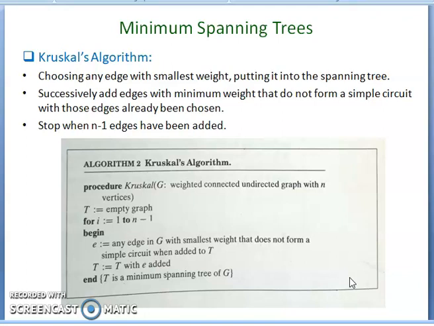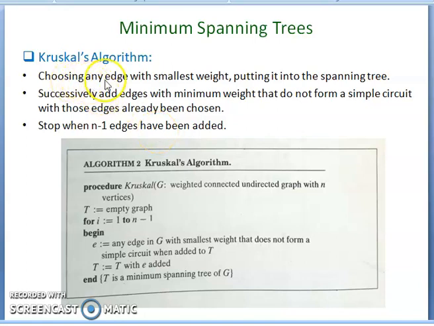Welcome back to Kruskal's algorithm. This algorithm is used to construct the minimal spanning tree. This is a greedy algorithm, a greedy method. In Kruskal's algorithm, this is how we find the minimal spanning tree.